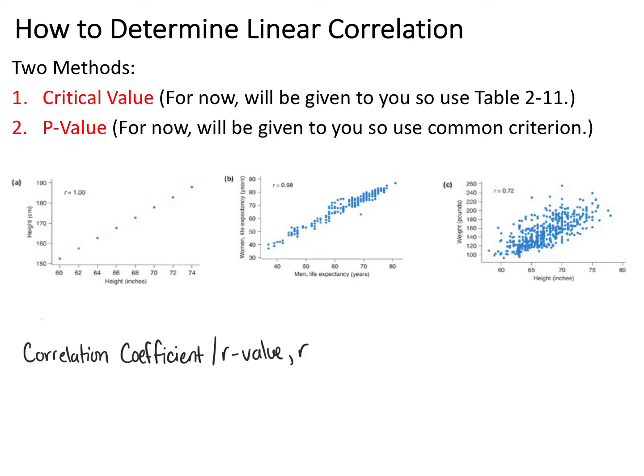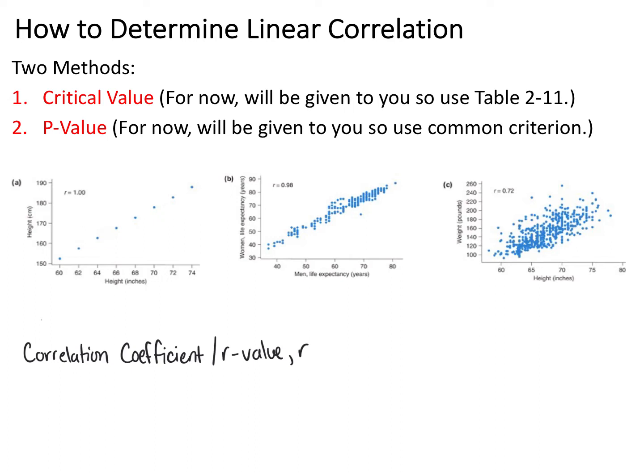In this section, we're interested in knowing whether or not our paired or matched data has a linear correlation. Now, a set of data can have a positive linear correlation or a negative linear correlation, or it could have no linear correlation. So how do we determine whether or not a data set has a linear correlation? And then also, how do we measure the strength?